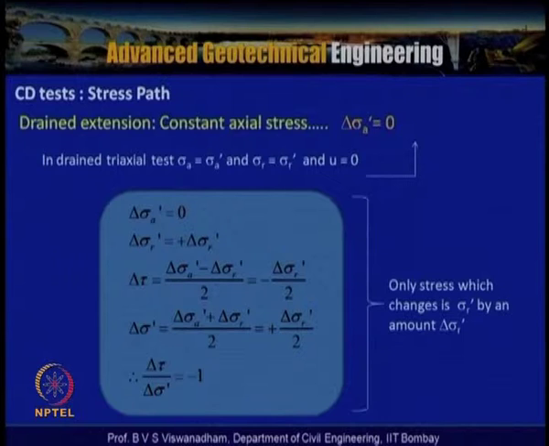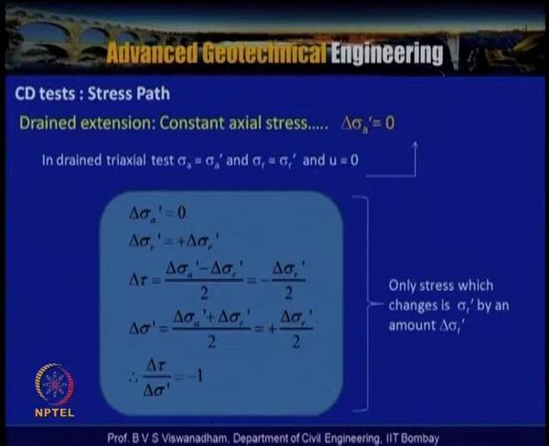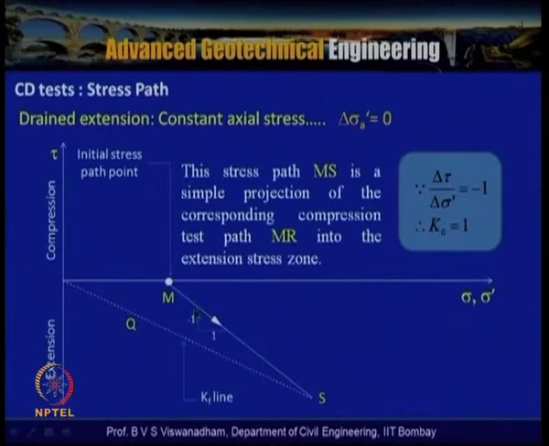So the only stress which changes is sigma r dash by an amount delta sigma dash. Here delta sigma a dash, the axial stress, is not changed. With that, what we get is that the stress path MS is a simple extension of the corresponding compression stress path MR, as we have indicated like this, into the extension stress zone. So this is nothing but delta tau by delta sigma dash is equal to minus 1, for a k naught is equal to 1 condition, but this is for the isotropic case.